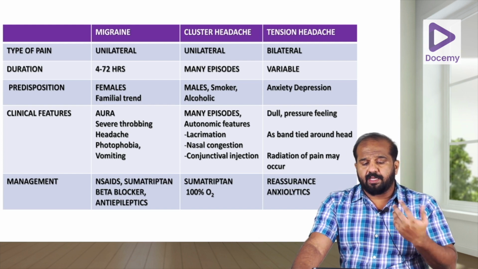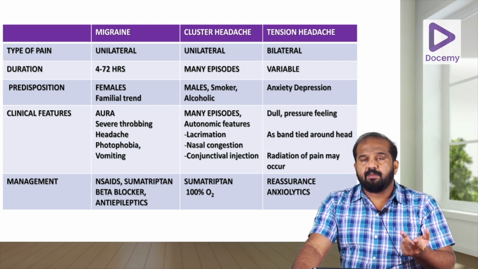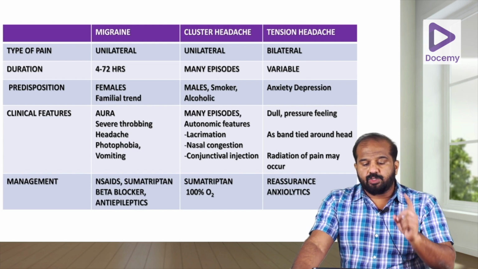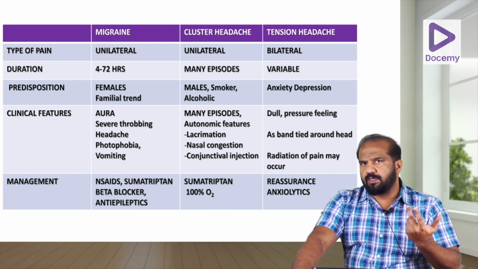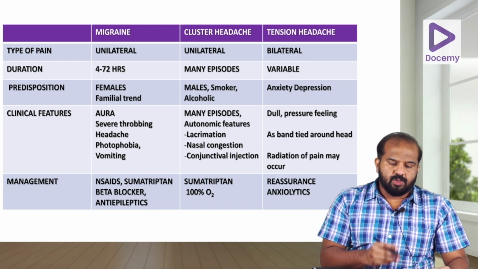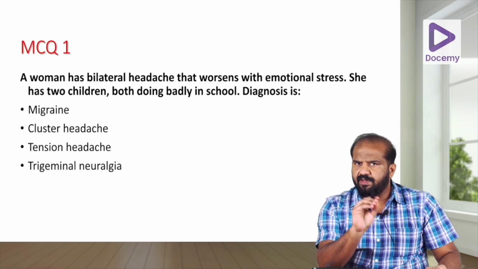Management of migraine: acute attack, NSAIDs, sumatriptan, even ergots; chronic, beta blockers, anti-epileptics, tricyclic antidepressants also. Cluster headache, sumatriptan, 100% oxygen. Tension headache, reassurance, physiotherapy, and mild dose of anxiolytics. Okay. So that's about headaches. I hope I have provided you some information regarding various types of headaches.